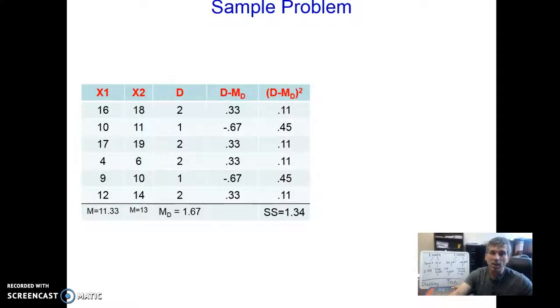Here's what our data set looks like, and let's look at what this looks like in practice. So we are going to be calculating the variance for this initially, and then we are going to turn that into a standard error. Before we do that, we can get some means here. We're going to need those a little later on. Here's our difference score. How did I get those? It's just x2 minus x1. So 18 minus 16 is 2, a difference score of 2. 11 minus 10 is 1, so on and so forth.